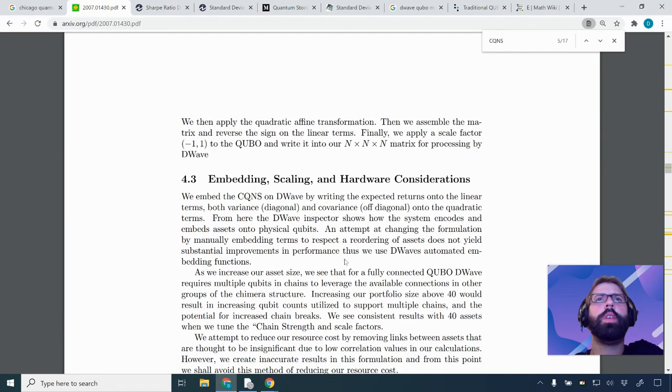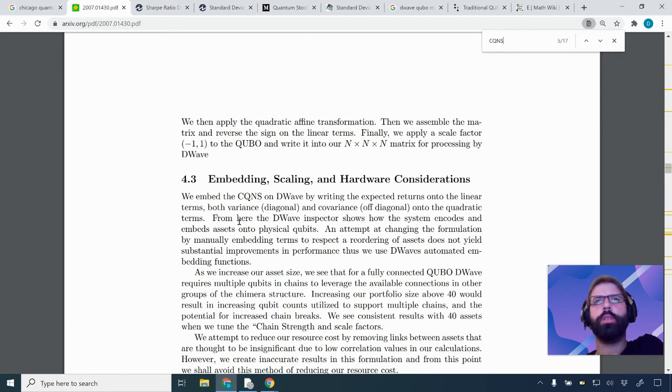So we embed the CQM on the D-Wave by writing the expected returns onto the linear terms. Okay, so what you're doing is you're embedding this by putting the expected returns onto the linear terms, and then both variance and covariance onto the quadratic terms. From here, the D-Wave inspector shows how the system encodes and embeds assets into physical qubits.